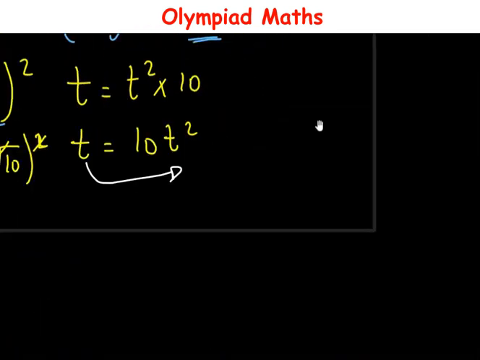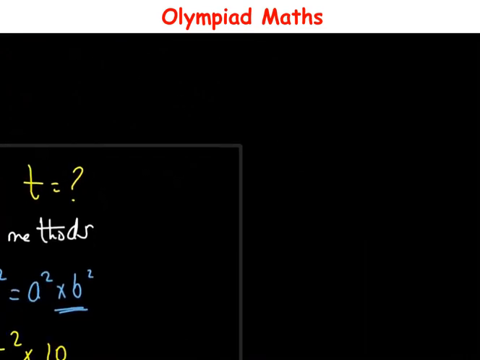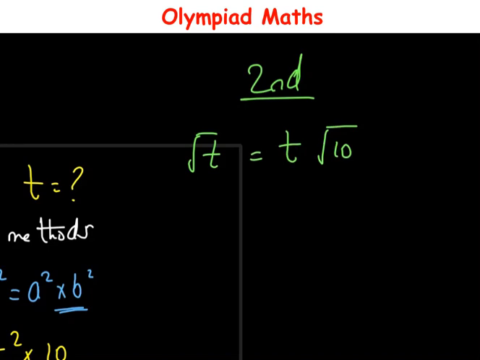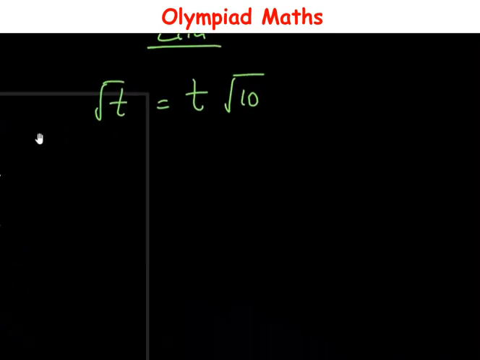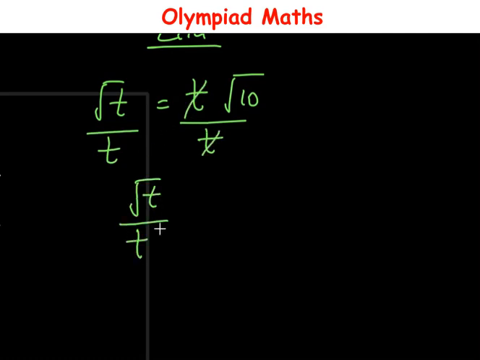So then, for the second method right here, the question is root t is equal to t times root 10. In the previous one, we squared both sides of the equation. Now, we are not going to square it. Instead, we are going to divide both sides by t. So divide by t. From here, t will cancel t. What we have is root t over t is equal to root 10.